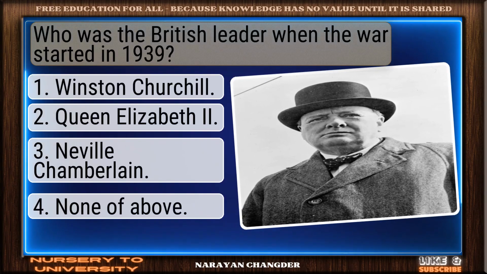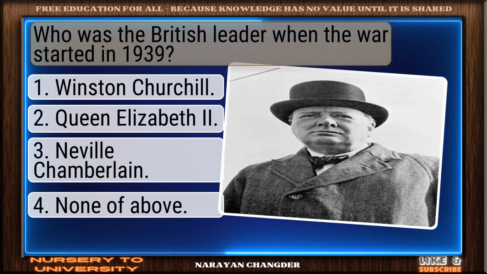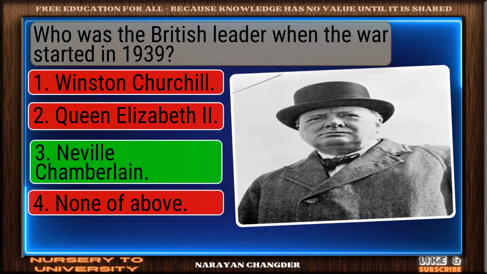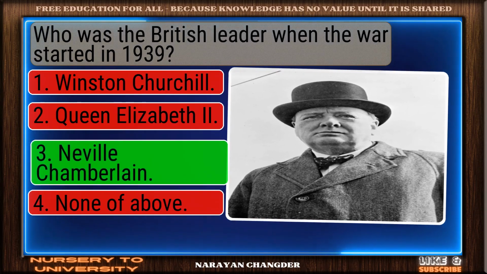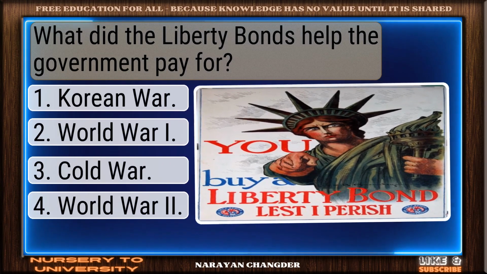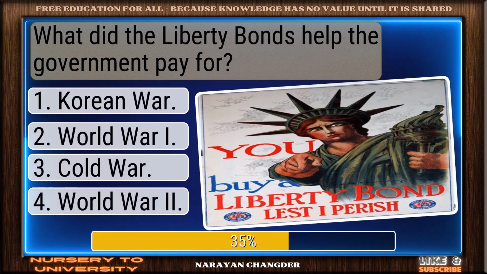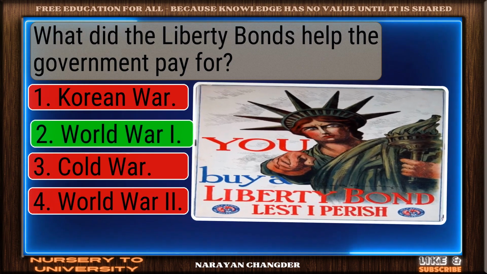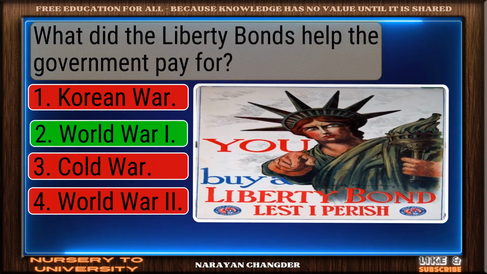Who was the British leader when the war started in 1939? Perfect. Neville Chamberlain is the correct choice. What did the Liberty Bonds help the government pay for? Nice selection. World War I is the correct and valid answer.